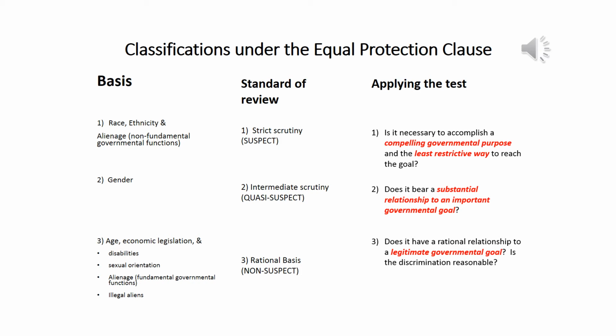Well, in this case, the Supreme Court will say, this is the Michael M. case, the Supreme Court will say that the government does have a substantial relationship to an important governmental goal. This important governmental goal is this: what can an 18-year-old male do to their victim that an 18-year-old female cannot do to her victim.